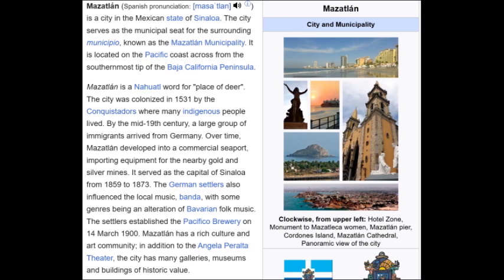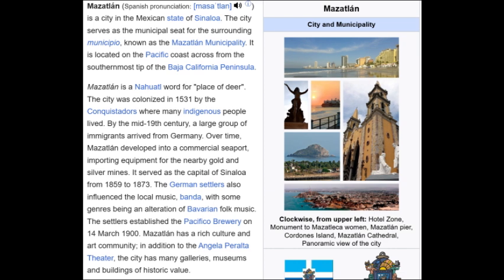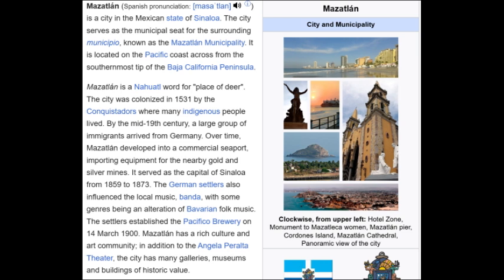And there you've got yet another overlay. The city was colonized in 1531 by the conquistadors, where many indigenous people, another overlay, lived. By the mid-19th century, another overlay, a large group of immigrants arrived from Germany. Two more overlays. Over time, Mazatlan developed into a commercial seaport, overlay, importing equipment for the nearby gold and silver mines. It served as the capital of Sinaloa from 1859 to 1873.